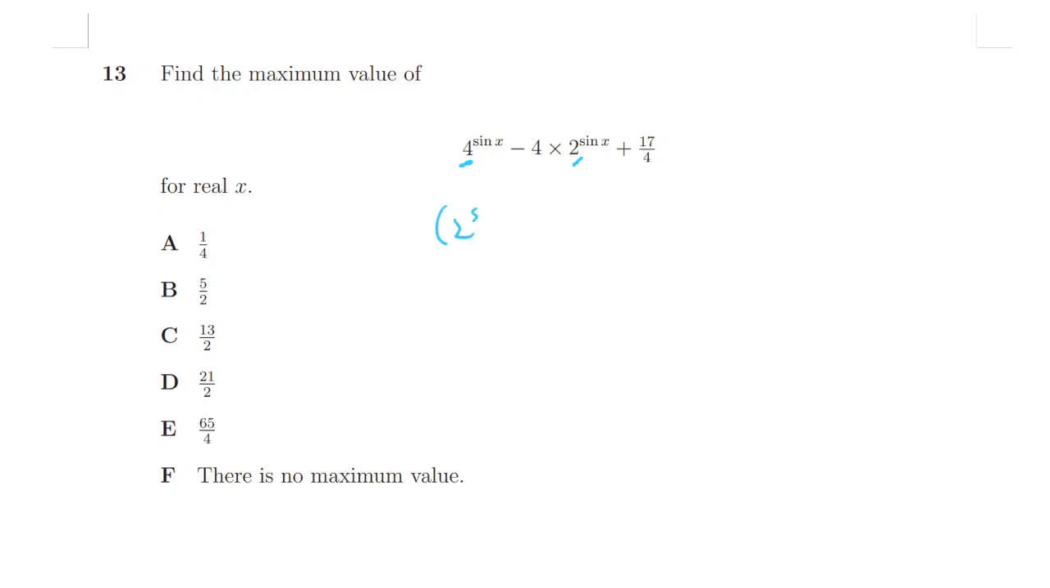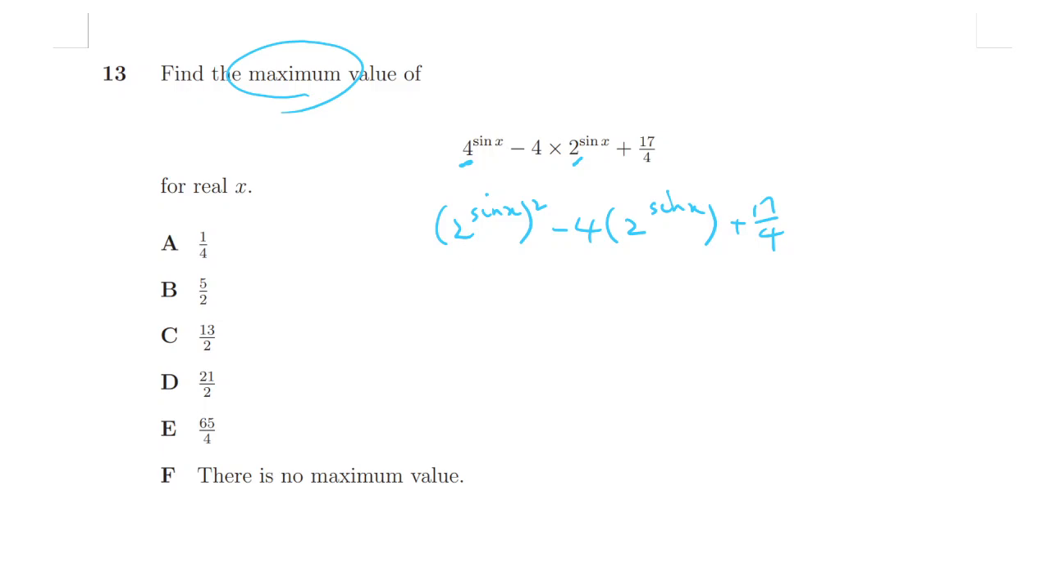So this is 2 to the sine x squared, minus 4 times 2 to the sine x plus 17 over 4. Good. So this is a quadratic in 2 to the sine x. Very good. So, maximum. What do we do? Maximum or minimum of a quadratic, the trick in the book, is to complete the square, always.